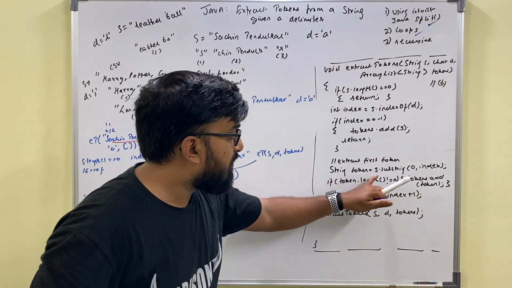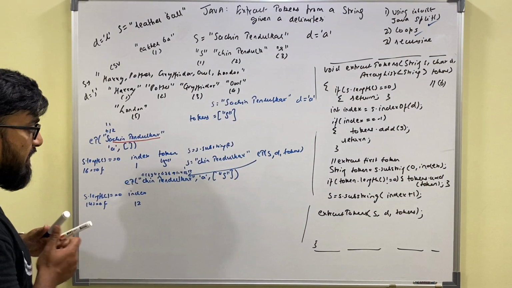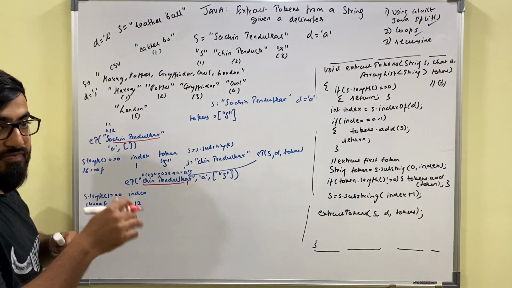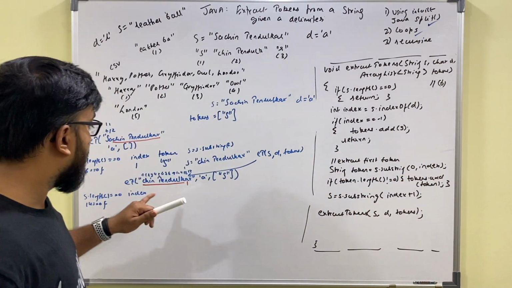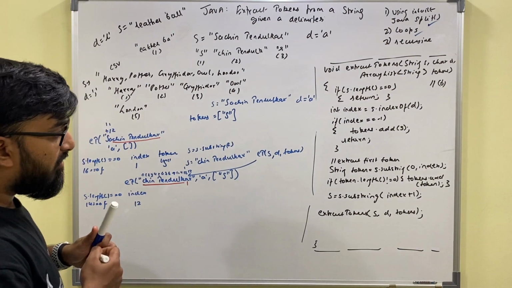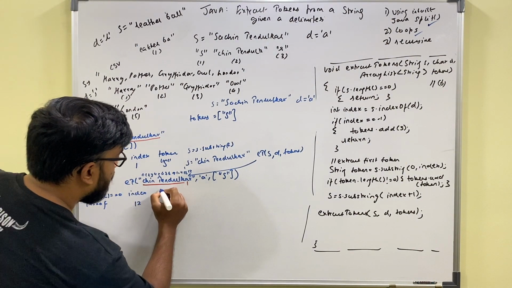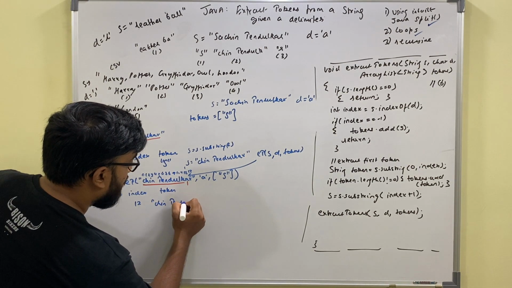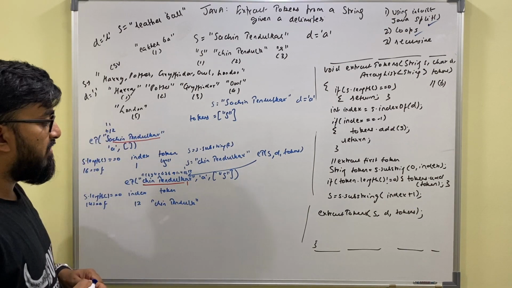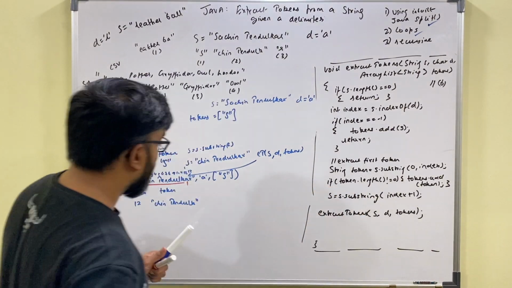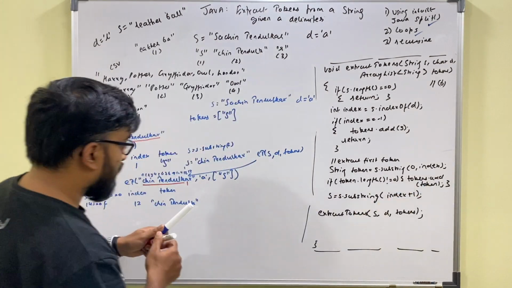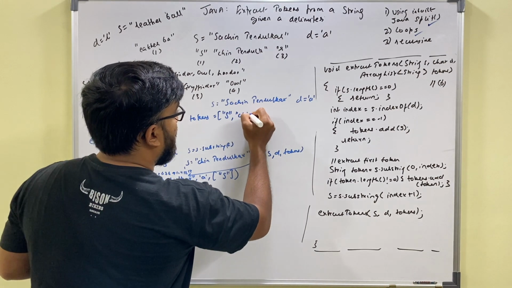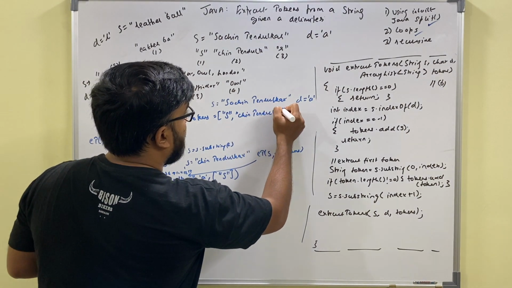You come here: string token is s.substring(0, index). So index is here. When you find a substring, the second index is excluded. So starting from 0, you go till k, and that is your token. So your token is chintendulk. If token.length is not equal to 0, which is true, you add this token to tokens. So now tokens becomes chin. This string is also added.